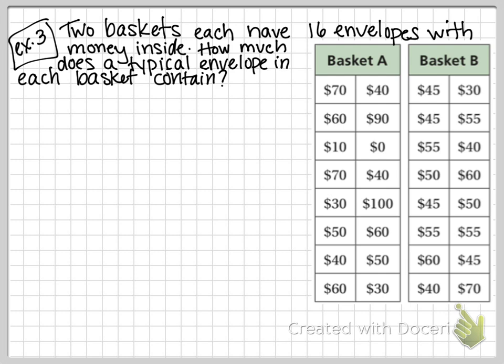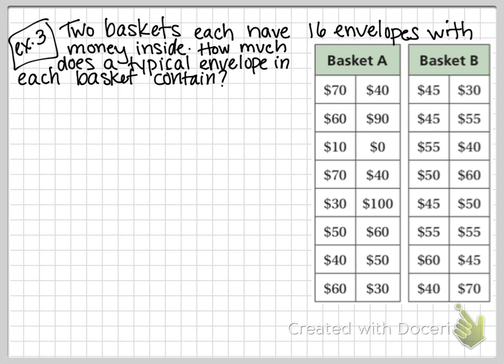Now, what kind of question is this? You're right. This is a statistical question. Because is there one right answer? No. But you can answer statistically by finding information about each of these baskets and answering in a way that uses statistics. If this data was skewed to the left or to the right, which data piece would you want to use to describe the typical envelope?